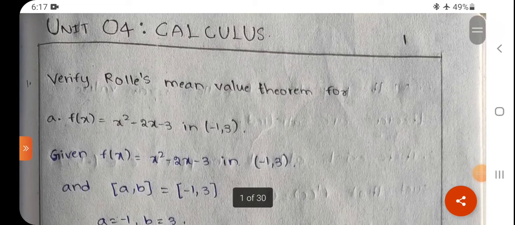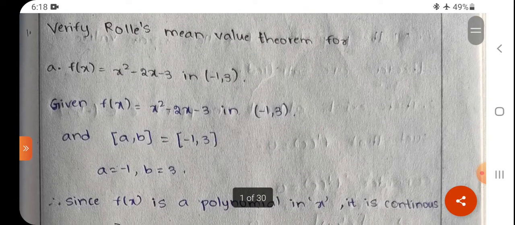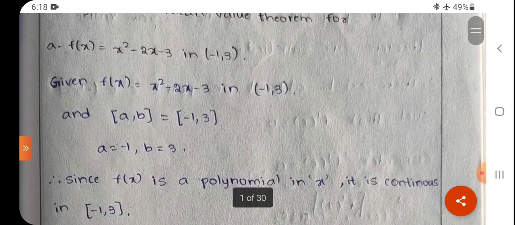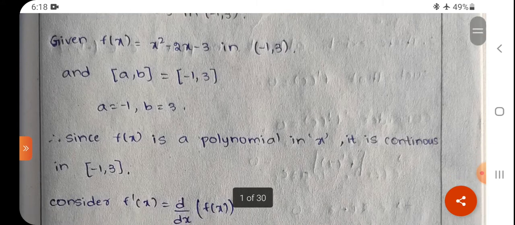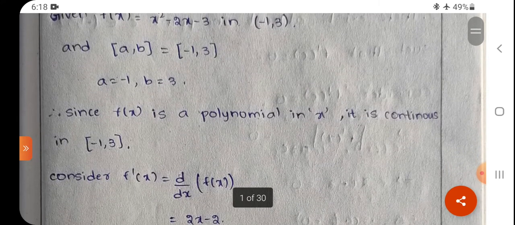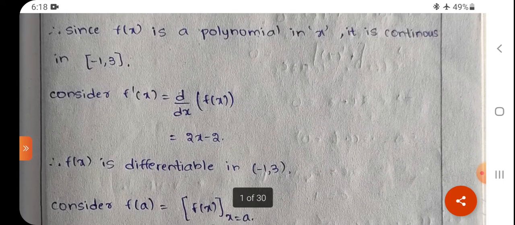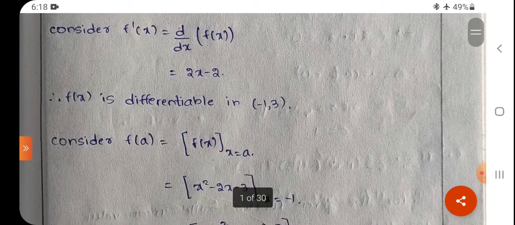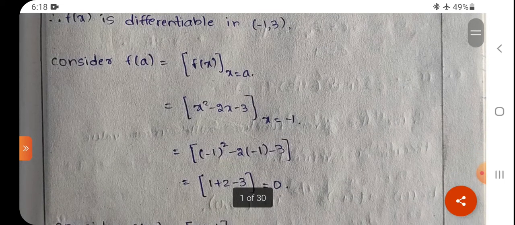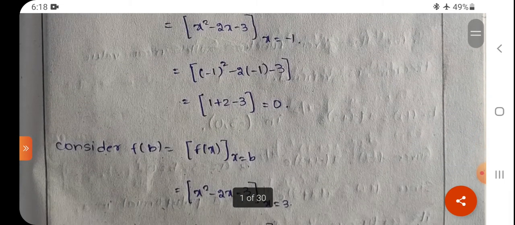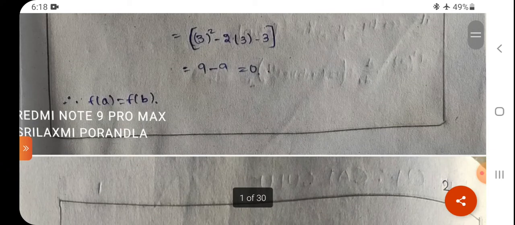The first one, you are verifying Rolle's mean value theorem for the given function. 4 bits are available. In that first bit, the interval is also given, -1, 3. The first thing is Rolle's mean value theorem is going to have the interval, and we are identifying a and b values. Since it is a polynomial, always it is continuous in the closed interval. To verify the second property, you are just calculating the derivative, so it is differentiable in that open interval. And third property in Rolle's mean value theorem, f of a should be equal to f of b. So here f of a is 0 and f of b for the upper limit also is equal to 0. So f of a equal to f of b.